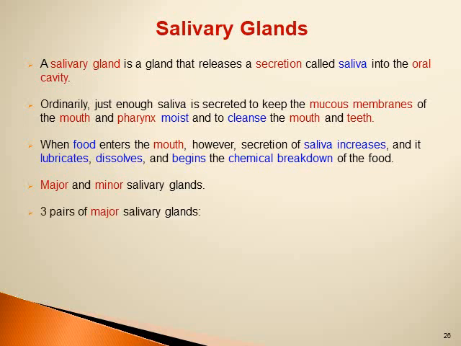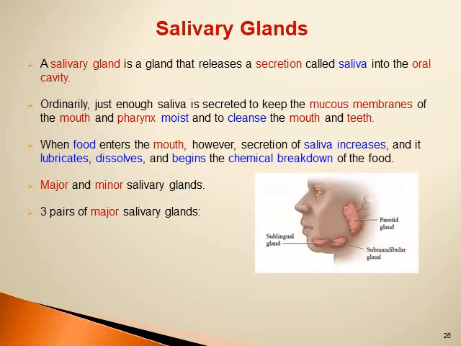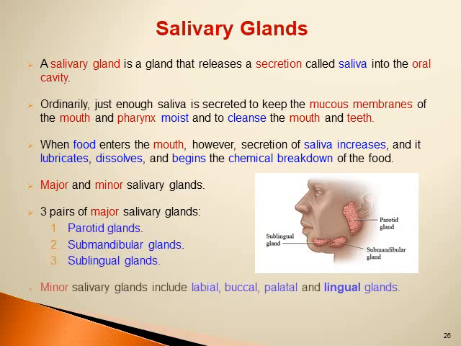We have major and minor salivary glands. There are 3 pairs of major salivary glands. These are the parotid glands, the sublingual glands, and the submandibular glands. Minor salivary glands include labial, buccal, palatal, and lingual glands. So these are minor salivary glands.